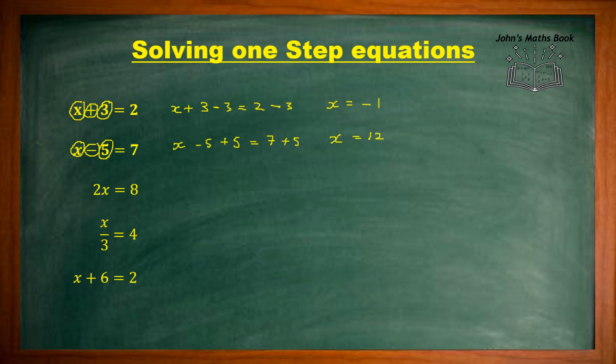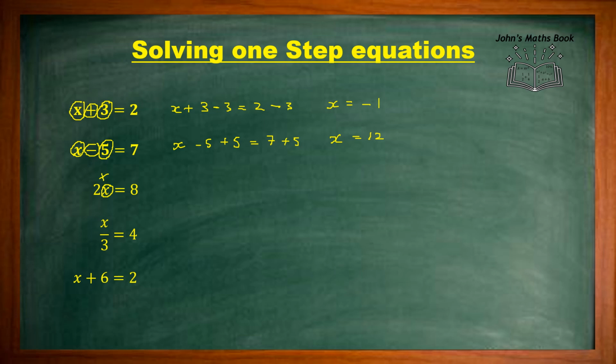So in our third example, we have 2x is equal to 8. So our variable is x, and this time the operation is multiplication, and we're multiplying x by 2. So the opposite of multiplication is division. So we need to divide both sides by 2.